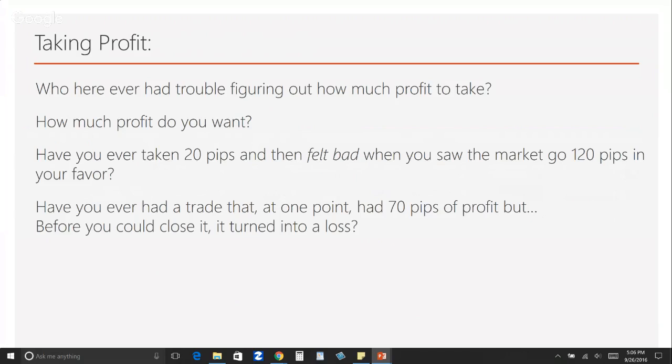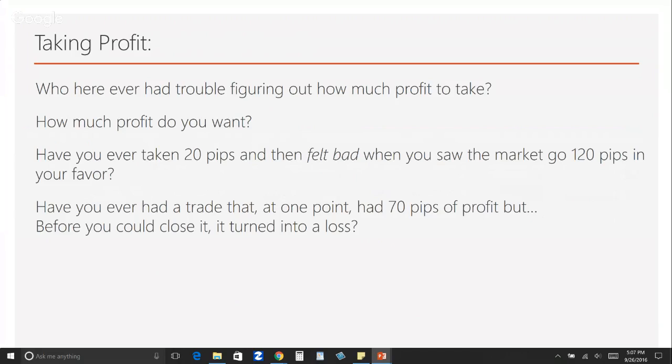You need to think about how much profit you want, and spend a little bit of time putting some thought into that question, so that you can be really clear about that. And it makes me think of the situation where if you've ever taken 20 pips of profit, maybe your trade started slow, and by the time it got moving, you got up to 20 pips of profit, and you just kind of felt uncomfortable with it. And so you close that trade with profit, 20 pips. And then you felt bad because you saw the market go 120 pips in your favor. So you felt like you did something wrong because you only took 20 pips.